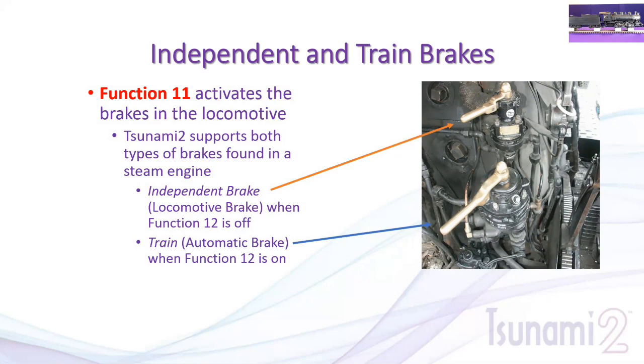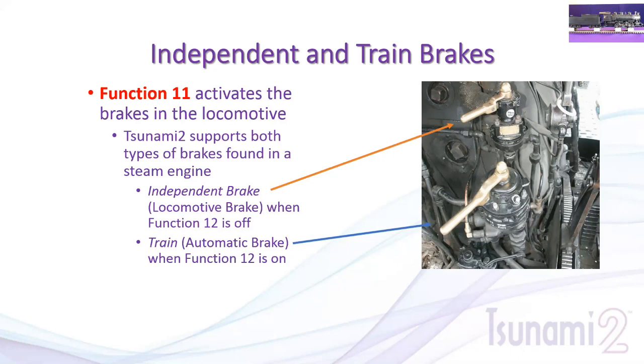But Tsunami2 actually supports both types of brake systems that you're going to find on a locomotive. The independent brake, as its name implies, is the brakes that are actually on the locomotive and stop the locomotive independent of a train. So when you turn F11 on and off, you'll hear the independent brake. Or the other braking system is the automatic, or what's known as the train brake. And this distributes the braking effort throughout the entire train through the cars that are being towed around.